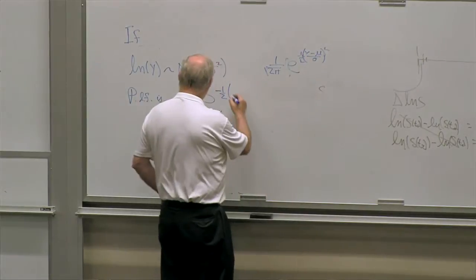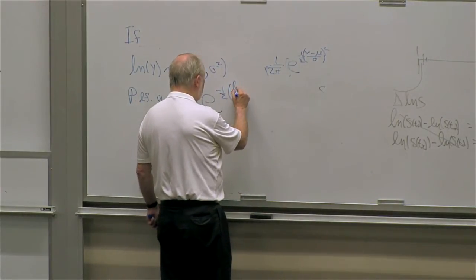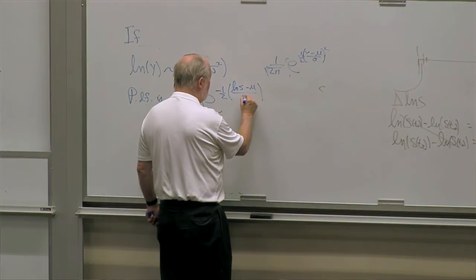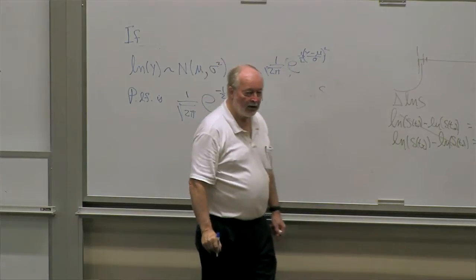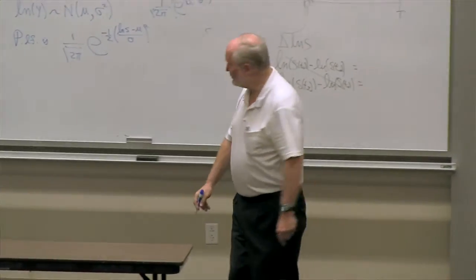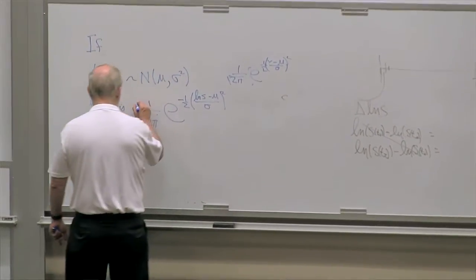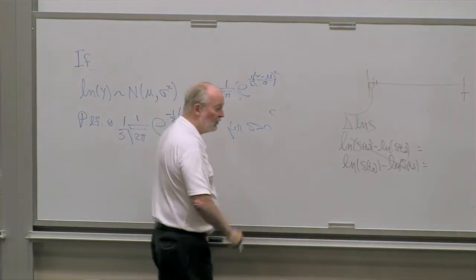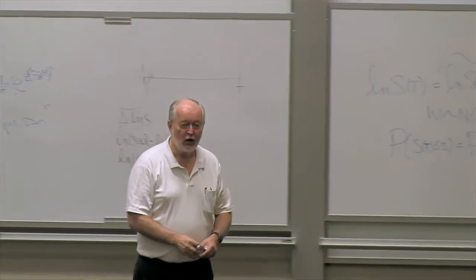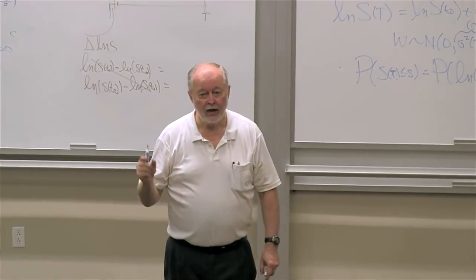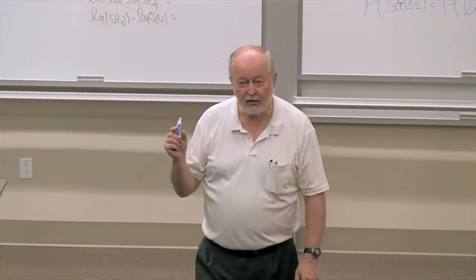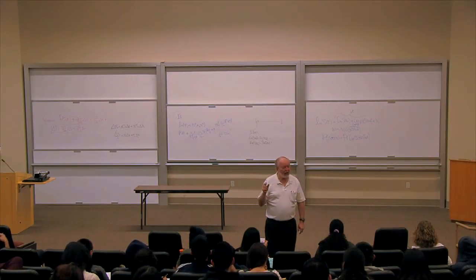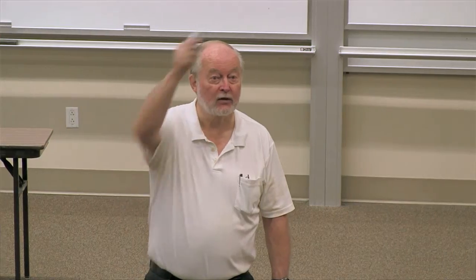In place of x, we write down the natural log of s minus mu over sigma squared, times 1 over s, for s greater than 0. That will be your answer. So in other words, all I'm doing is replacing the x with the natural log of s, and then putting the derivative of the natural log of s in the front.